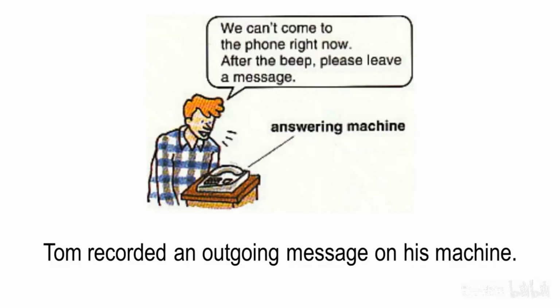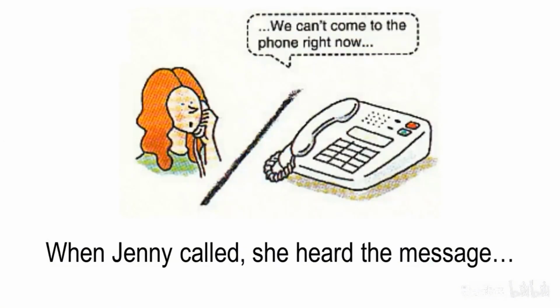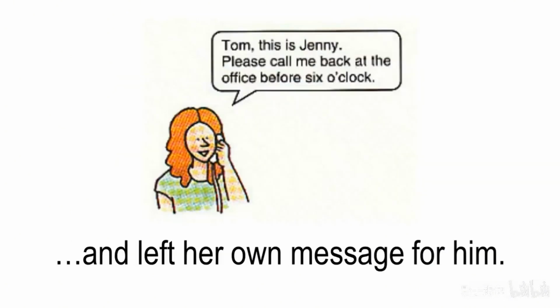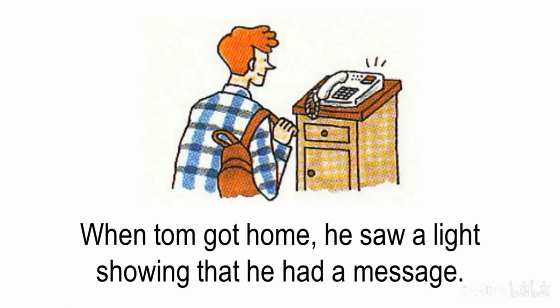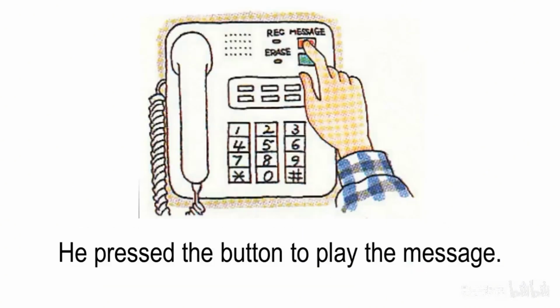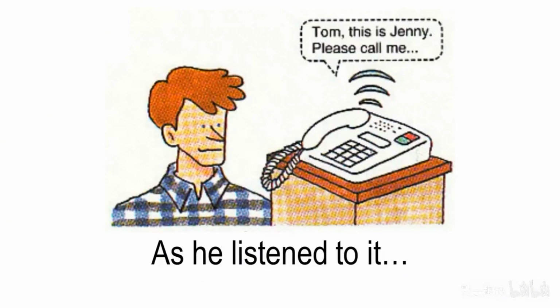Daily activities. Lesson 55. Tom recorded an outgoing message on his machine. We can't come to the phone right now. After the beep, please leave a message. When Jenny called, she heard the message and left her own message for him. Tom, this is Jenny. Please call me back at the office before 6 o'clock. When Tom got home, he saw a light showing that he had a message. He pressed the button to play the message. As he listened to it, Tom, this is Jenny. Please call me back at the office.